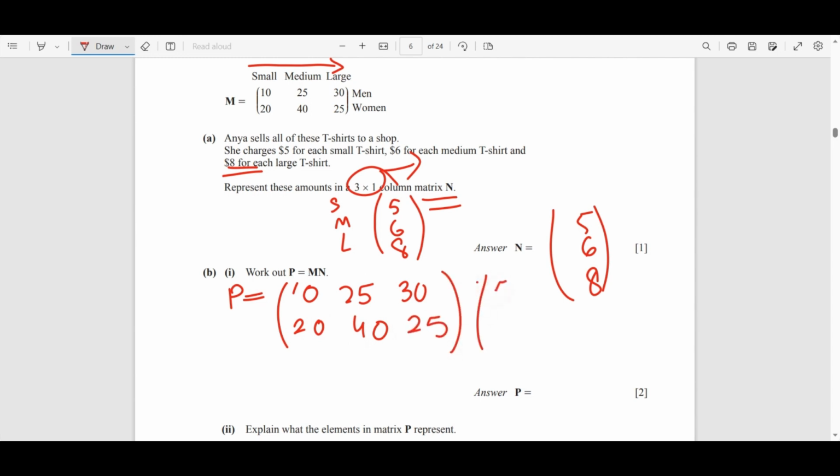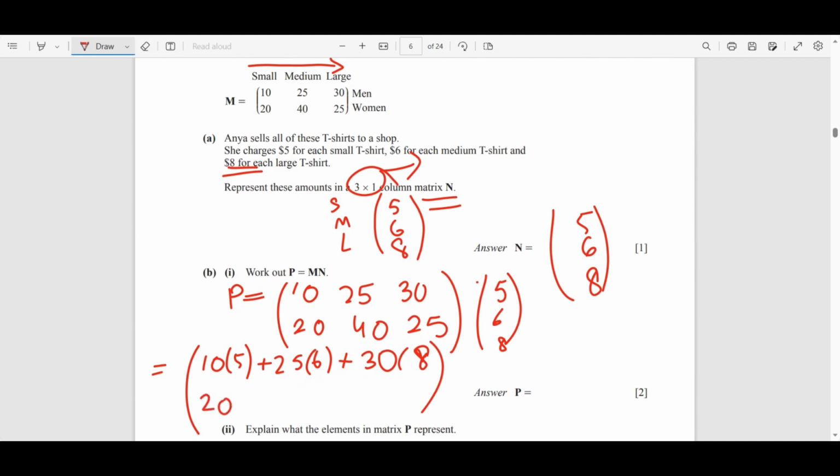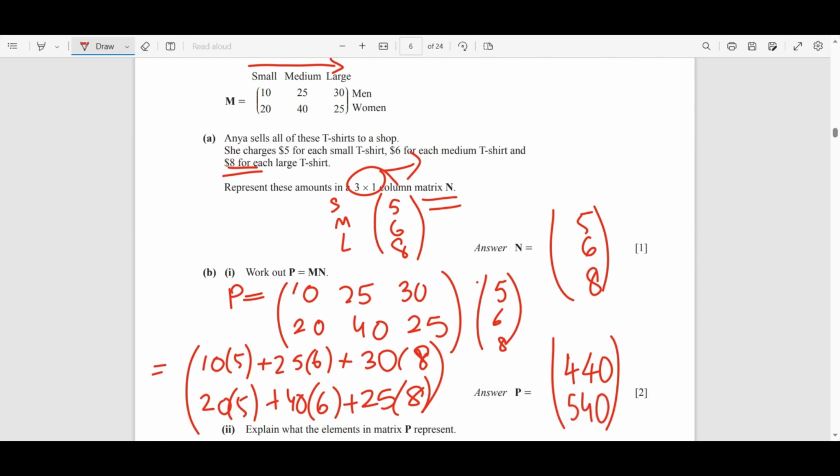So when we recall matrix multiplication, it goes like 10 times 5 plus 25 times 6 plus 30 times 8, and then 20 times 5 plus 40 times 6 plus 25 times 8. I'm just quickly going to use my calculator. So this is going to be 440. She's going to charge this from the men, and it's going to charge this much for women.